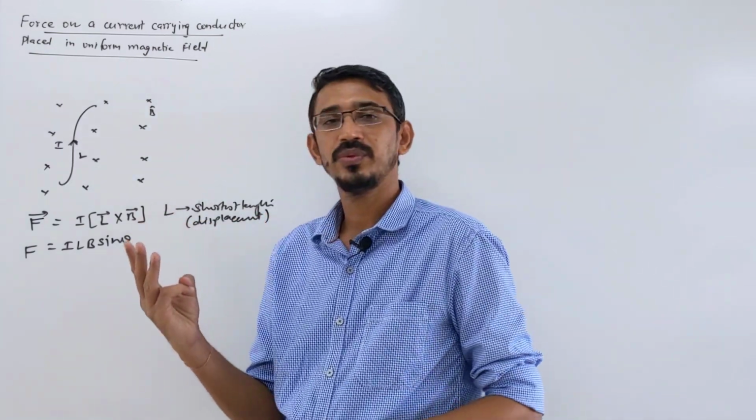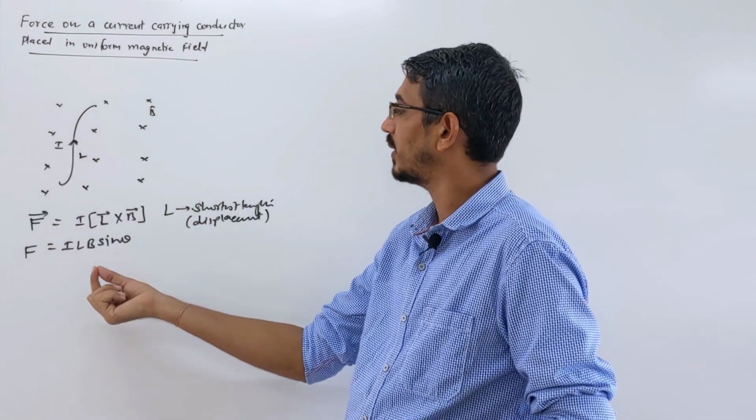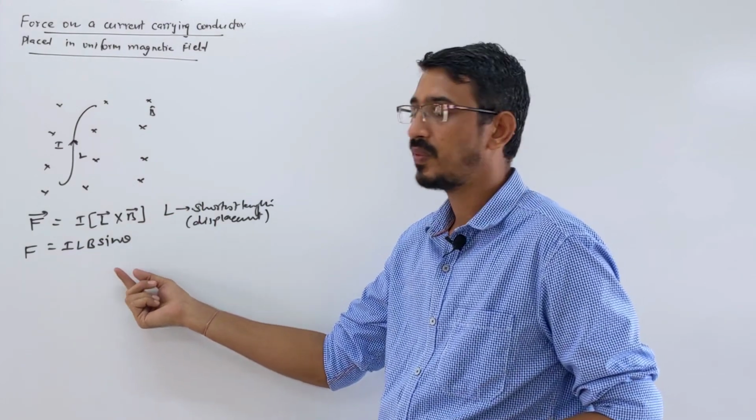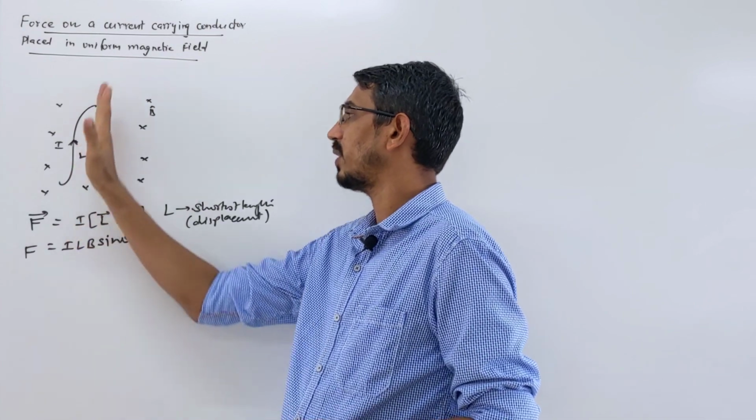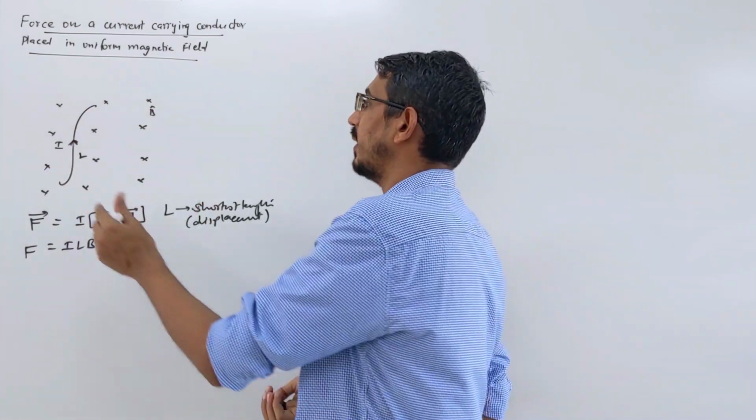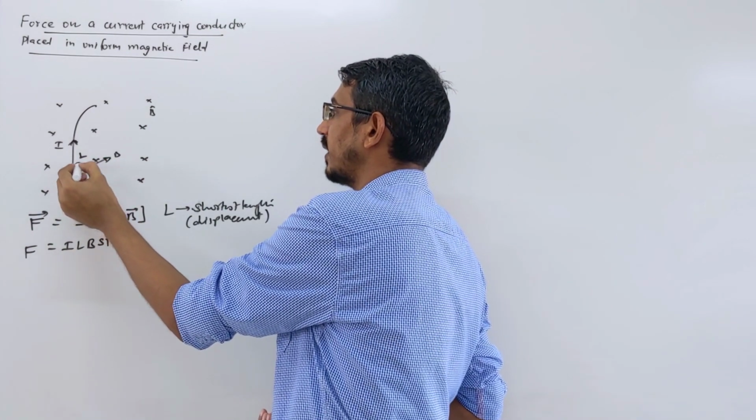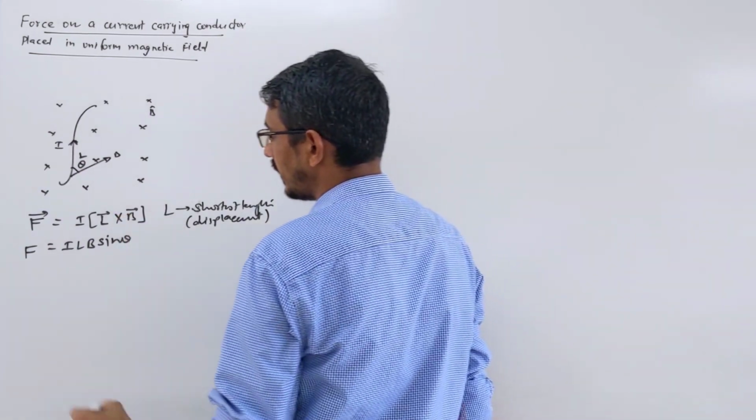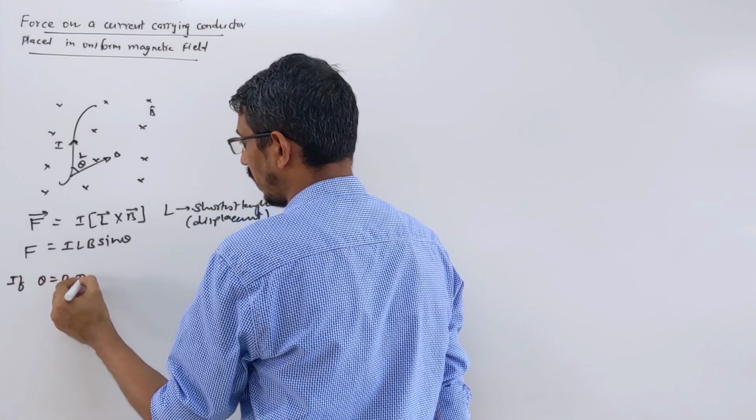So it depends on four things: current, length, the magnetic field strength, and the angle between the length and the magnetic field, correct? Now, length means the direction of the current. Suppose the current is flowing upward, and the magnetic field is inward, then the angle between length and magnetic field is your theta.